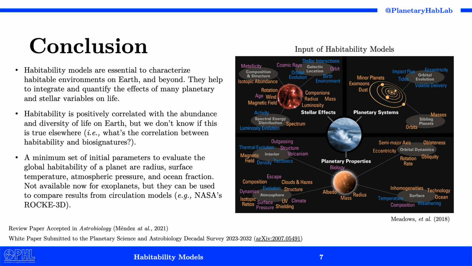Planet radius, surface temperature, atmospheric pressure, and ocean fraction are an example of a minimum set of planetary properties to start assessing the global habitability of exoplanets. This is something we can use now to weight results from general circulation models. More information about habitability models, not only applied to exoplanets, is available in our Decadal Survey white paper and an upcoming paper in Astrobiology. Thanks.